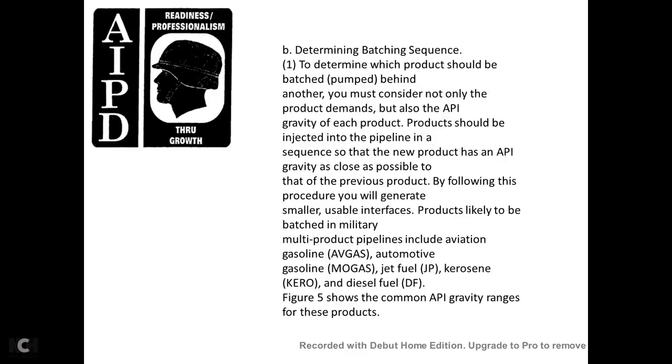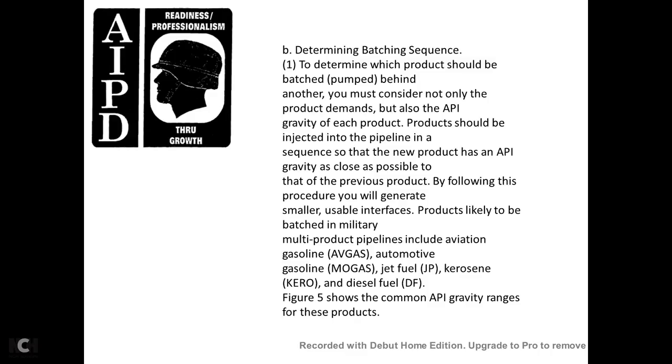To determine the batch sequence, first determine which product should be batched behind another. You must consider not only the product demands but also the API gravity. Each product should be injected into the pipeline in a sequence where the new product's API gravity is as close as possible to the previous product. The following procedures will generate the smallest usable interface.